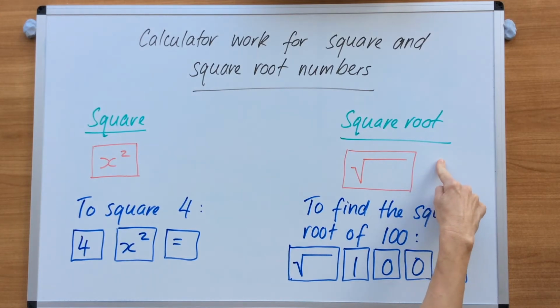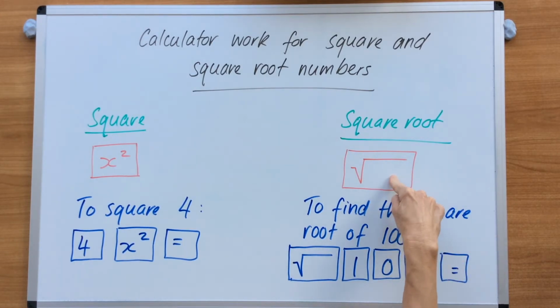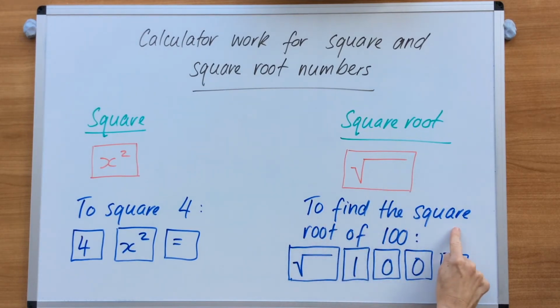To find the square root, this is the button that you must locate on your calculator. It stands for square root. To find the square root of 100, you hit the square root button, then the number 100, so 1, 0, 0, and equals. You're going to find the answer is 10, because 10 times 10 equals 100.